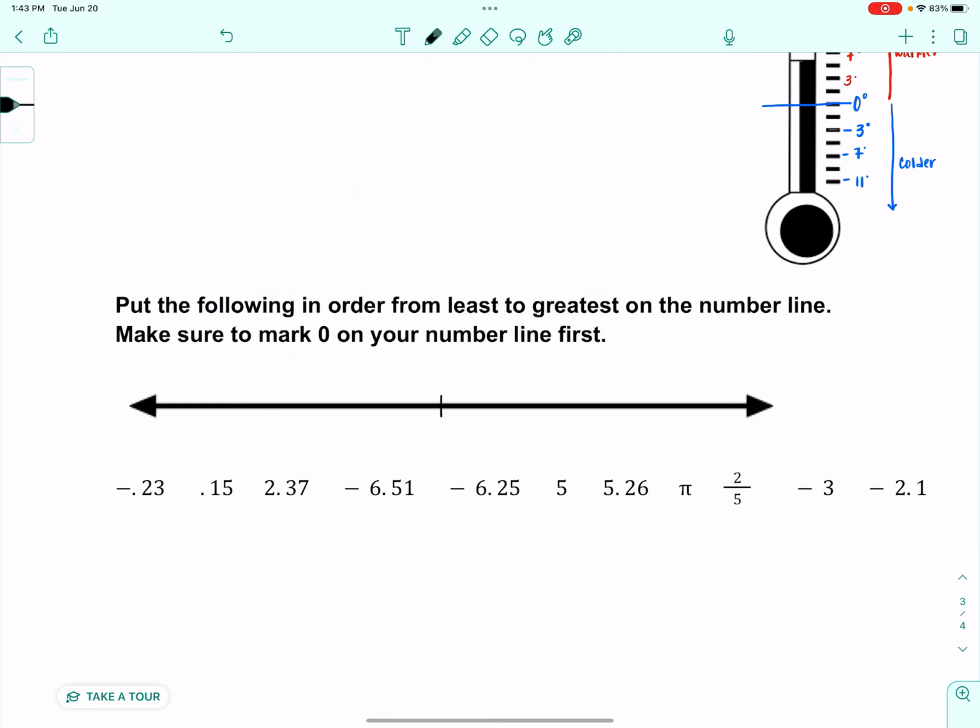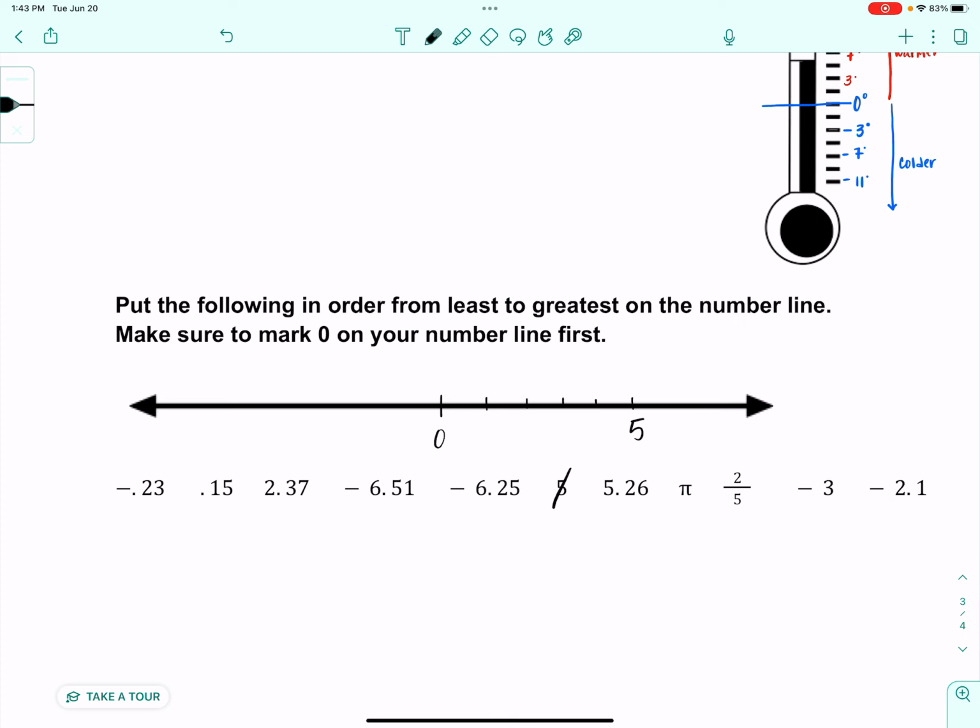I'm going to put the 0 right in the middle. Now, I'm not going to put every single line on my number line. You guys are old enough that we don't necessarily need that. What you might need is a little bit of conversions. Let's start with what we know. I know if I do 1, 2, 3, 4, 5, I've got that one on my number line.